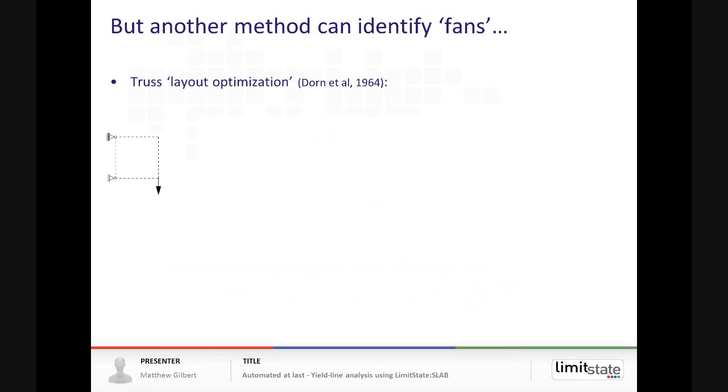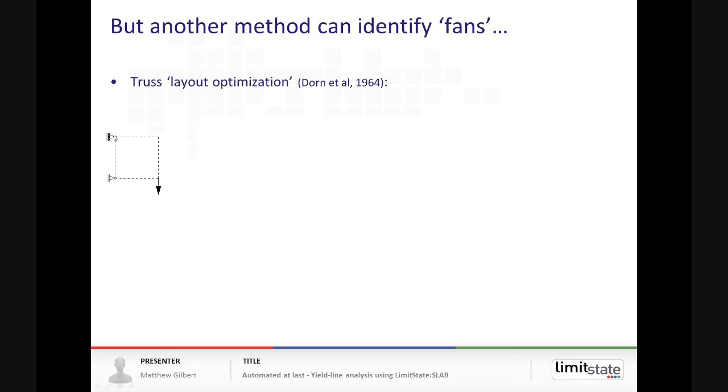If we think about identifying fans, which is something that the rigid finite element method couldn't do, then we can see that there are other methods in the literature which can successfully identify fans. So if we move to a completely different field now, the field of truss design, and look at a method called truss layout optimization, we'll see that actually we can use this method to identify fan-type geometries. If you're not familiar with truss layout optimization, I'll just briefly talk you through how it works.